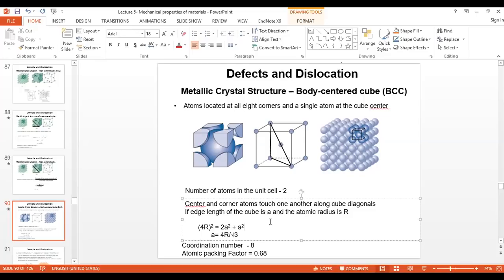The coordination number is 8 because it's simple. If you consider the middle atom, there are 8 corners with 8 atoms there, right? The atomic packing factor you can calculate as I did previously, and you will get 0.68. This is the atomic packing factor for the BCC structure.